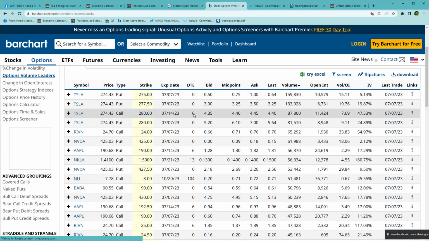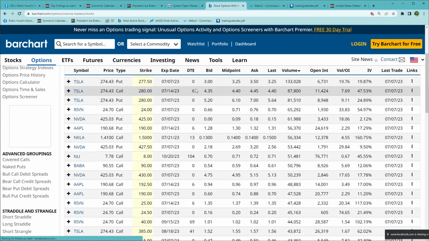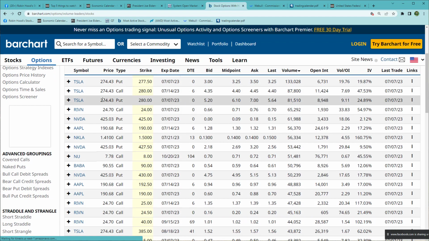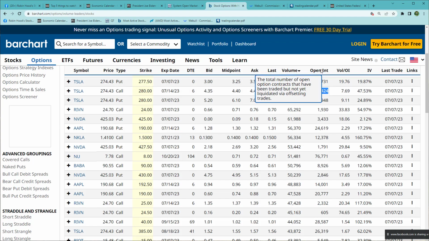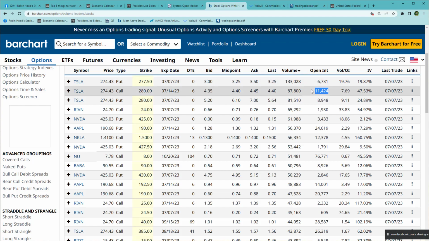By focusing on the ones that are current, we can see that we have a Tesla call. Now Tesla, which finished at $274, has a $280 call strike price that expires this Friday. We see that the open interest is only 11,000. If you're new to options, open interest is basically the total number of open contracts that have been traded but not yet liquidated via offsetting trades, meaning that people bought it prior to Friday and have not sold it yet.